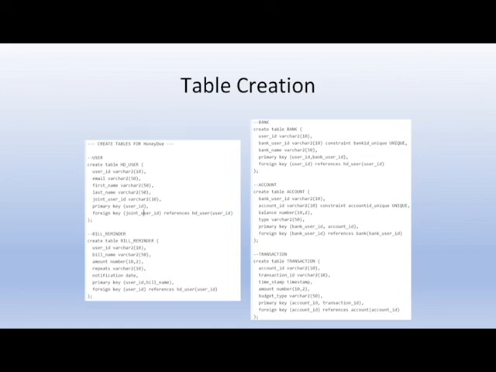So for instance, under the bank create table statement, you've got bank user ID, varchar 210, and then a constraint for bank user ID unique, making sure that bank user ID is a unique constraint that allows for the account table to have a foreign key back to that on the bank user ID referencing the bank user ID.